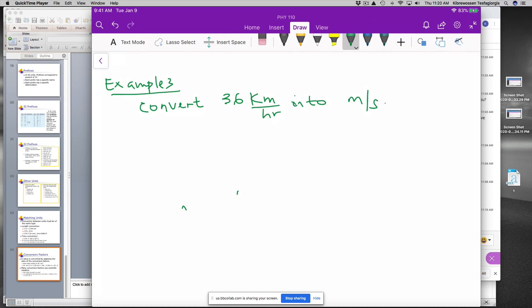So I want you to do this. I'm going to give you 2 minutes. My timer is starting now. You have 2 minutes to try. Just give it a try. Yes, meter per second. So you need to convert the kilometer part to meter, and then the hour part to seconds.